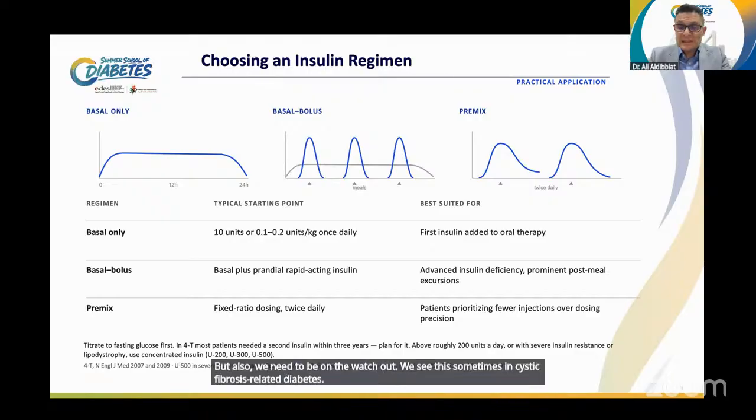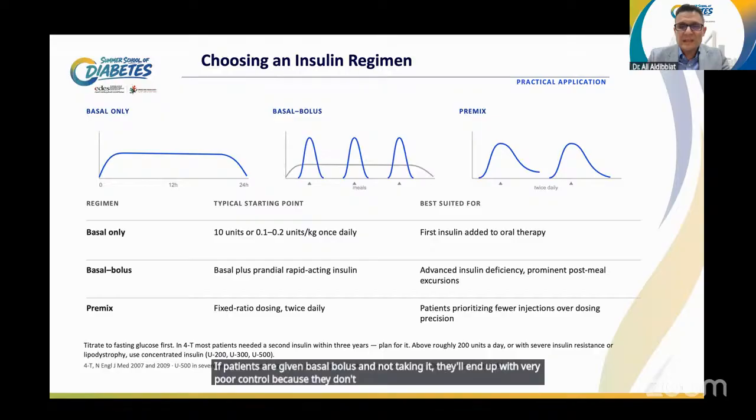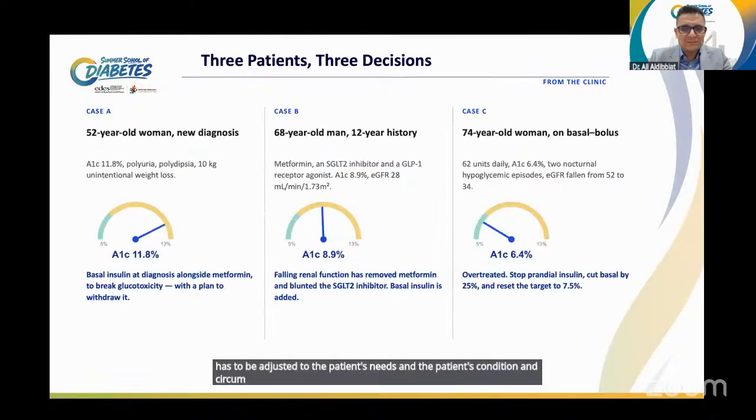Premixed insulin still has a role and should not be discounted. It can be given to simplify therapy. It's twice a day, given before meals. If patients are given basal bolus and not taking it, they'll end up with very poor control because they don't want 4 injections a day. So giving twice a day insulin, in this case premixed insulin, becomes the treatment of choice.